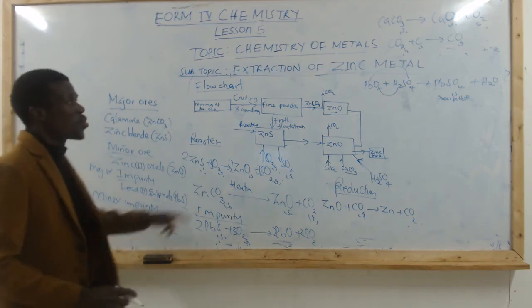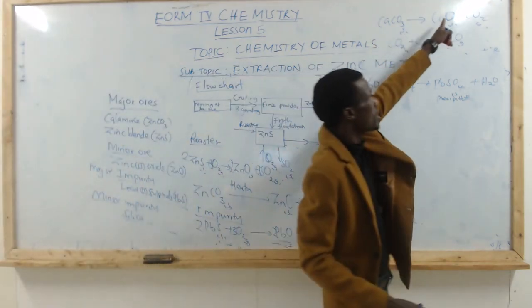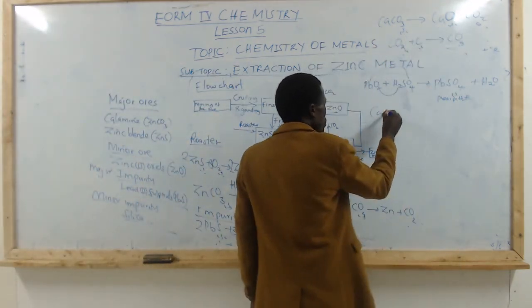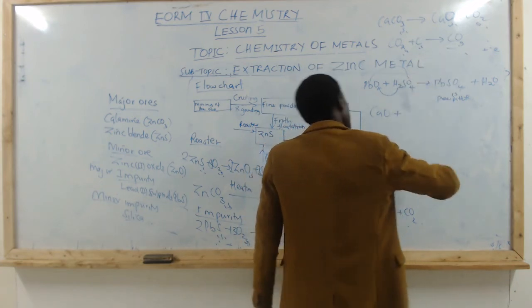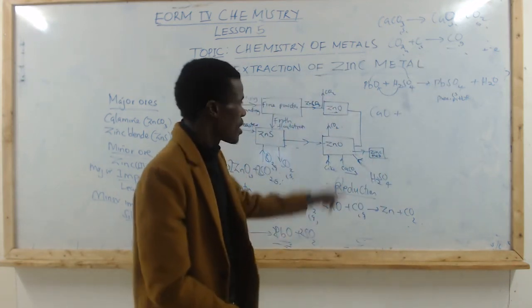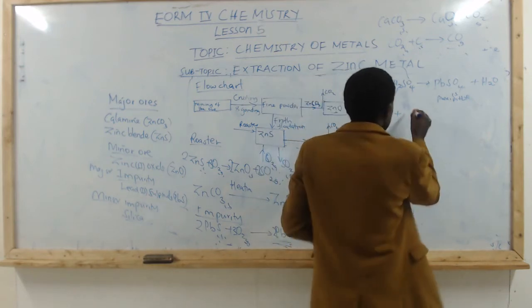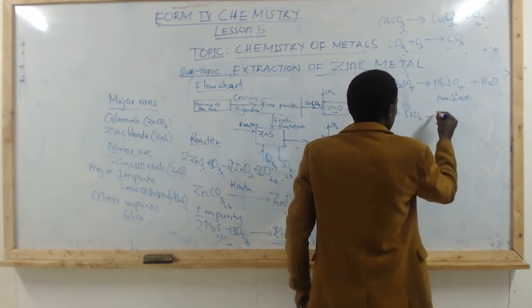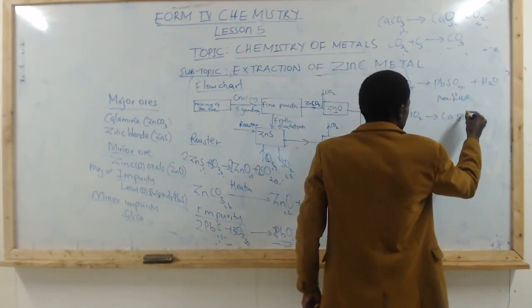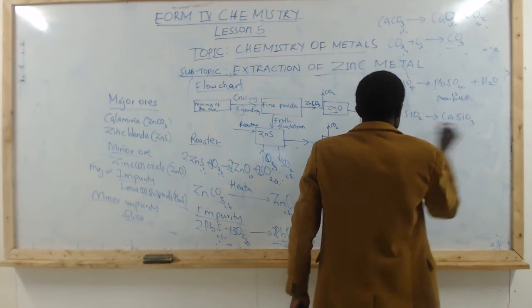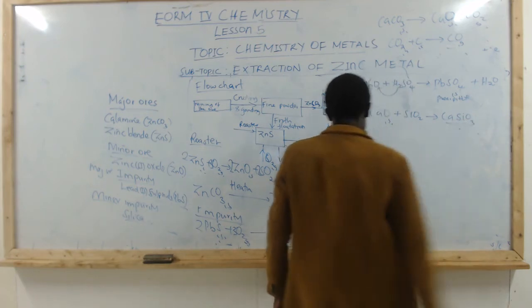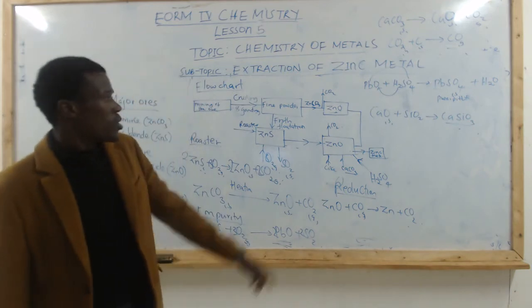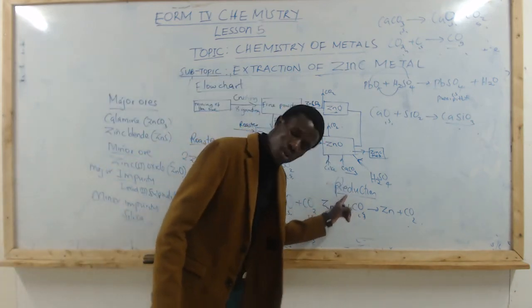Now silica will be removed by calcium oxide. So calcium oxide, which had been formed through the decomposition of calcium carbonate, reacts with the silica to form calcium silicate, which is removed as a slag. Now, this one is the reduction process.